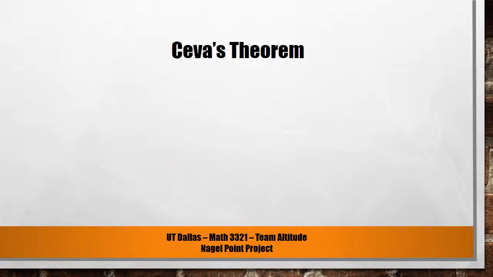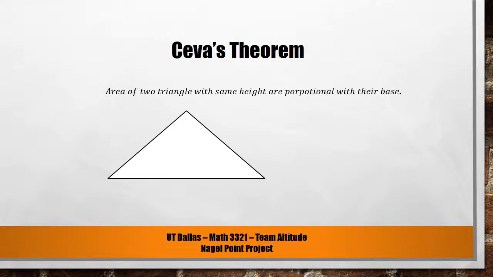The first step to prove Ceva's theorem is to prove that the areas of two triangles with the same height are proportional to their bases. What I mean by this is, in a given triangle ABC, we connect the vertex A to the opposite side BC with a line AD. Then we divide the big triangle into two smaller triangles, ABD and ACD. The area of ABD divided by the area of ACD equals its base BD divided by CD.